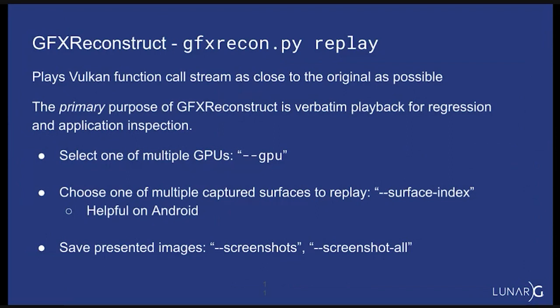On Android, at the moment, we only replay one chosen surface. Our experience has been that Android titles will use one surface for an introductory sequence, and then another surface for a copyright screen, and then another surface for the actual gameplay. And that's all stored in one big capture file. So you can use surface index to choose the one you want to play. That takes a little bit of experimentation. This is something we're working on. And while replaying, you can save all the screenshots or some range of screenshots.